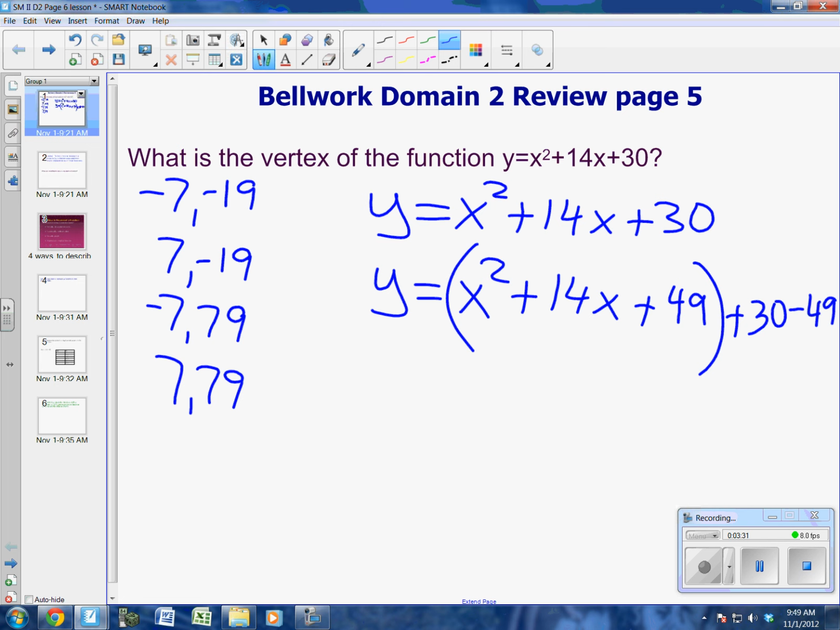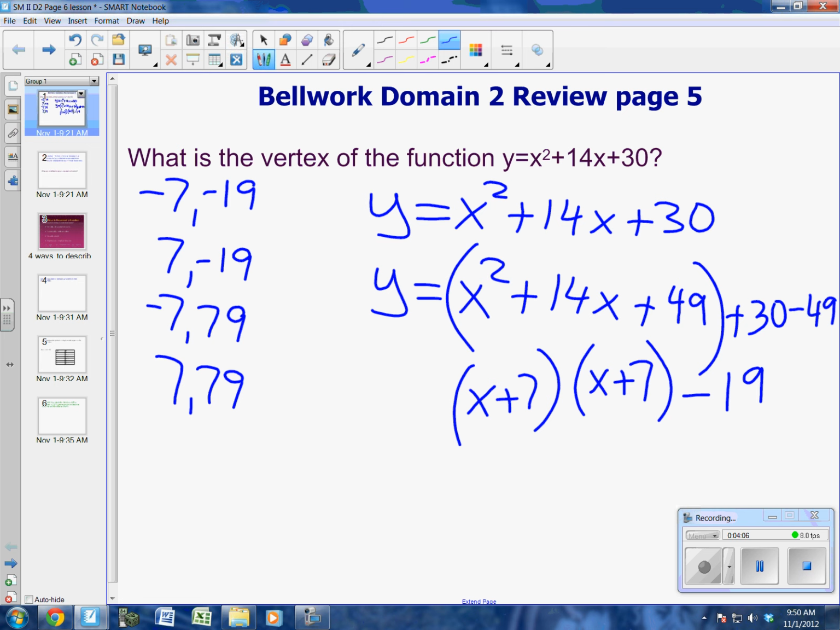Okay. Remind me of your names. It's Alex. She just checks in here, so I'm just learning their names. Alex said 7 times 7 is 49. Is 7 plus 7 14? Okay, so this factors to be x plus 7 and x plus 7. And then 30 minus 49, what is that, you guys? Negative 19. Well, we can see already what one of our numbers is going to be, right? It's going to be negative 19.